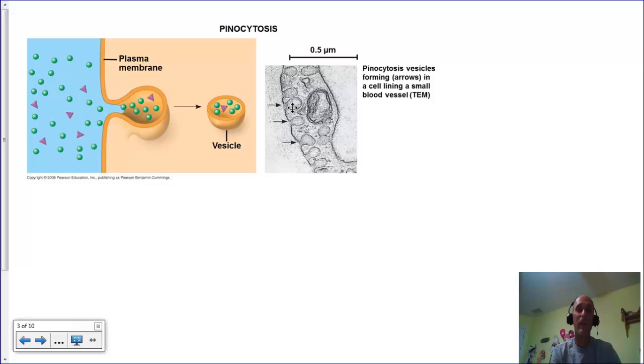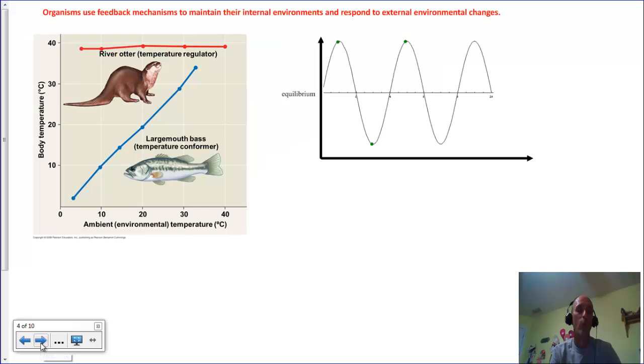Okay, so we are talking about feedback here. You know that some organisms are what they call cold-blooded, exothermic, and we have other ones that are warm-blooded, endothermic. And we see in this picture right here that a river otter is what's called a temperature regulator. It is going to be controlling its own body temperature. They're very much like us, so they have a stable body temperature. Largemouth bass, on the other hand, is a temperature conformer. It's an exotherm, and its body temperature is going to vary with the ambient temperature, the temperature of the fluid that surrounds it. And these are two different strategies.